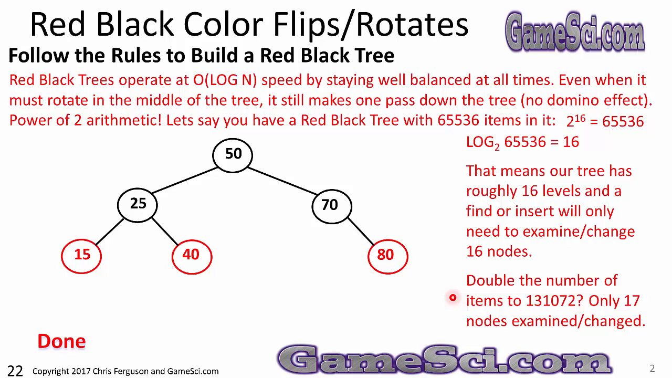What if you double the number of items to 131,072? Only 17 nodes need to be examined or changed. You can double the number of items in the tree, but only add a single level to it, which means your algorithm takes slightly longer, but not that much longer. That's what order of log n means. As this tree gets bigger and bigger, it will take slightly longer to search the red-black tree. And that's the advantage of a balanced tree. You know how many levels each side's going to have.